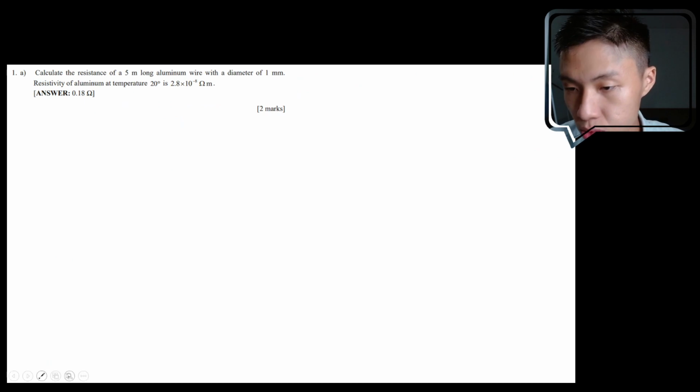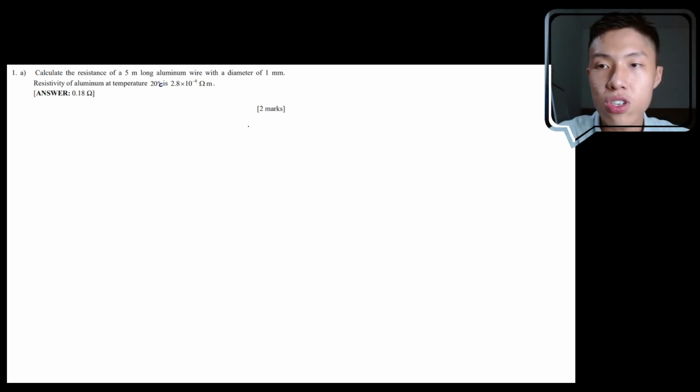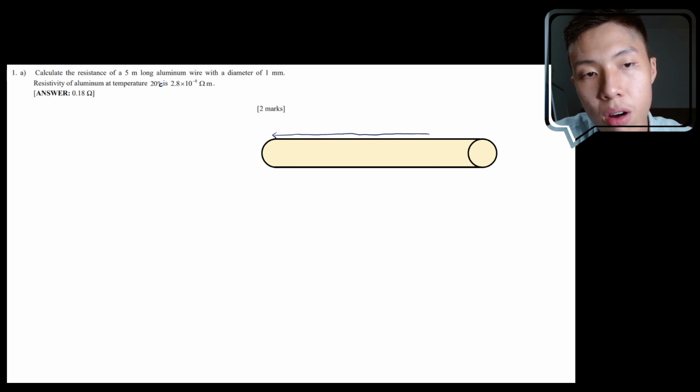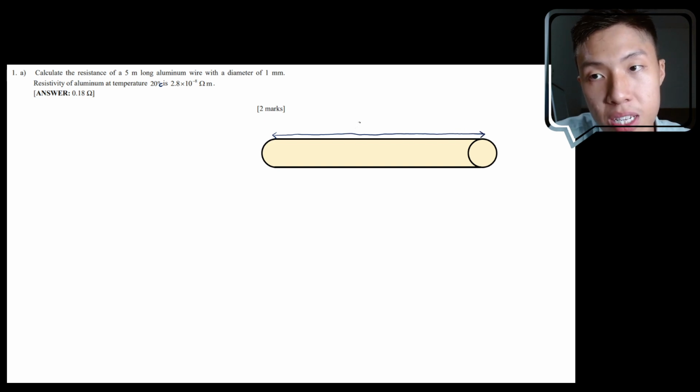So let's make a bit of modification. Let's add a C behind. Okay, so let's try to visualize the situation here. We have drawn here a piece of aluminum wire. Some important information we know from the question is that this aluminum wire has a length of 5 meter. So you can label this as L equals 5 meter.